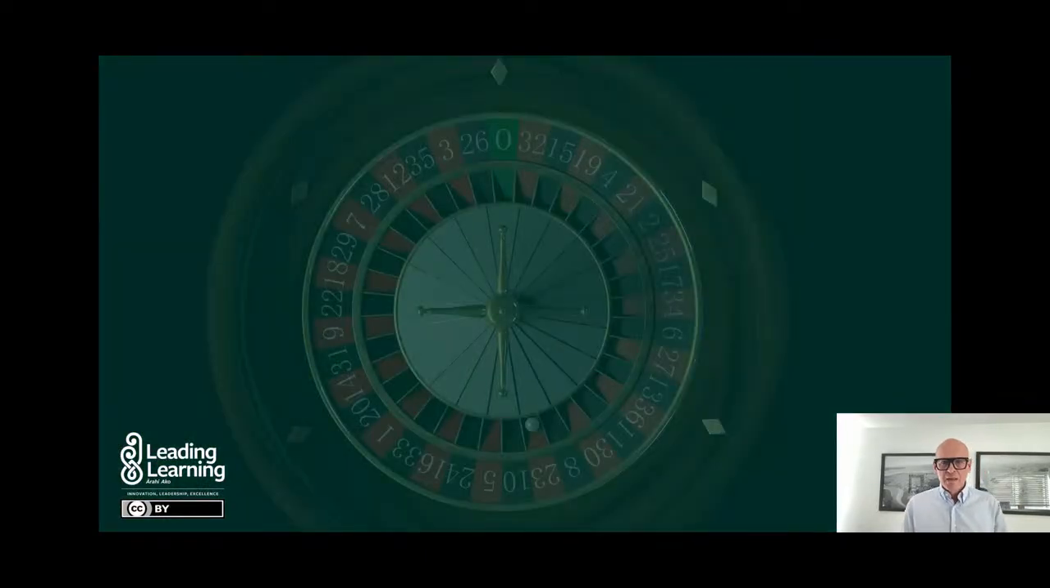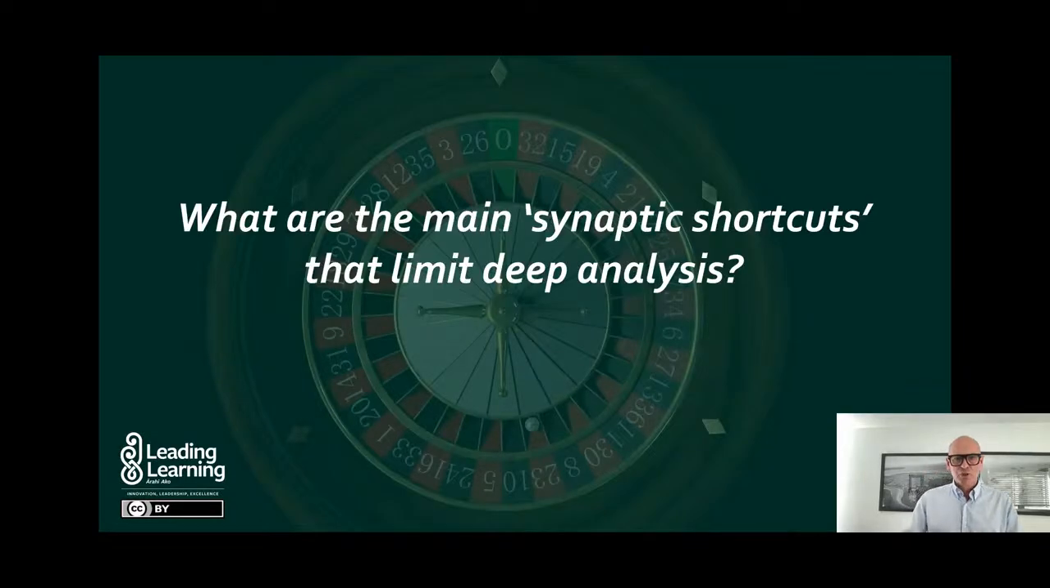So what are the main synaptic shortcuts that limit deep analysis? What are the things that prevent us from deeply understanding a challenge? It might be a classroom challenge, a problem of practice. If we don't deeply understand it, it's likely that we're going to come up with incorrect answers.